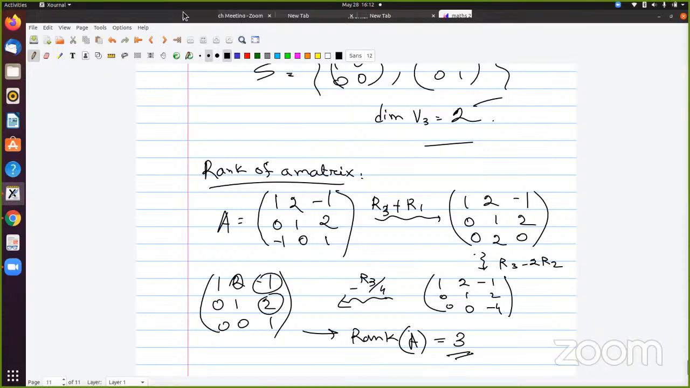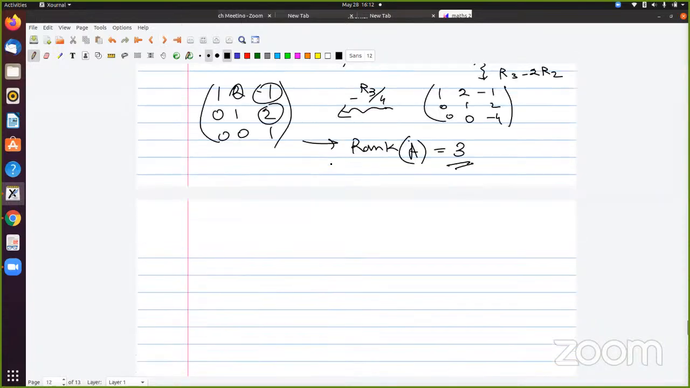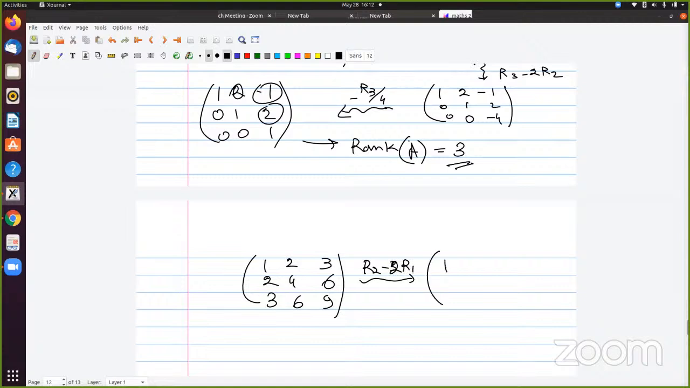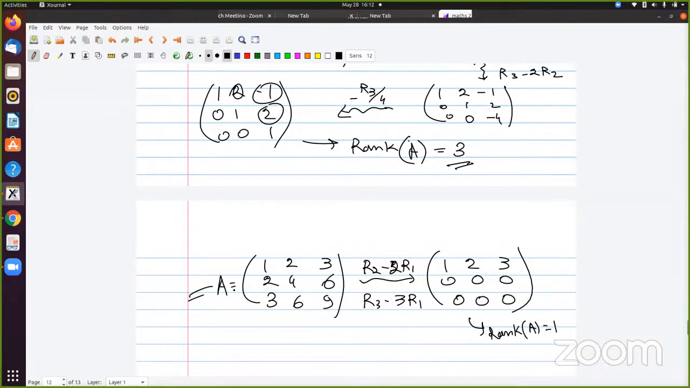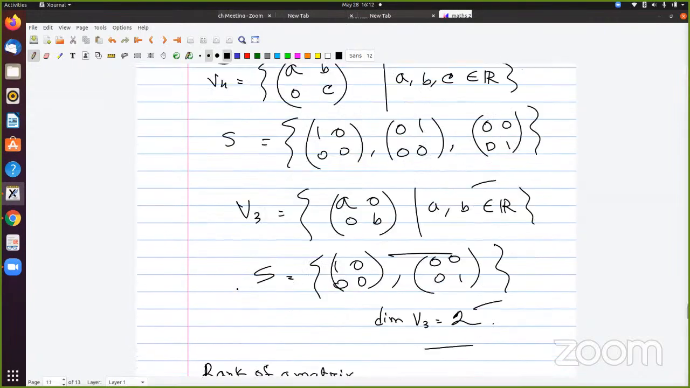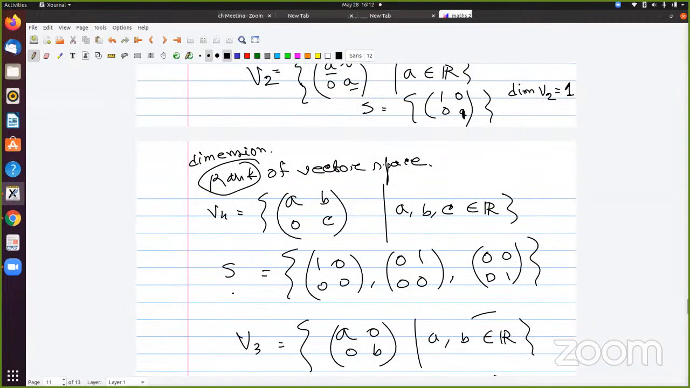After the row reduction operation, we can have a matrix like this. You can have this. So basically, the second and third rows I can make 0, right? Yes. So this has rank 1. Clear?